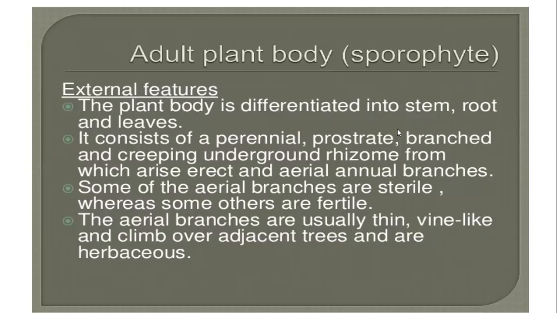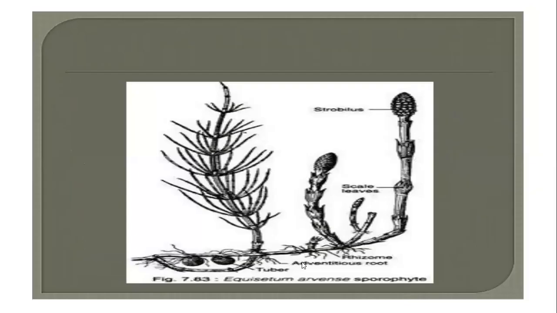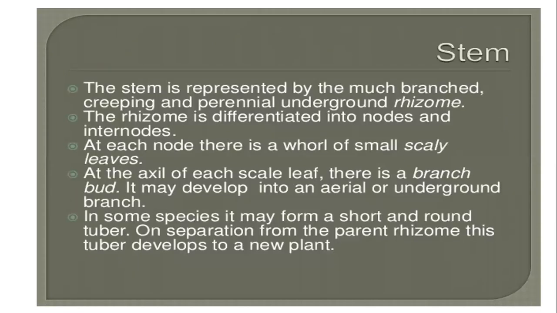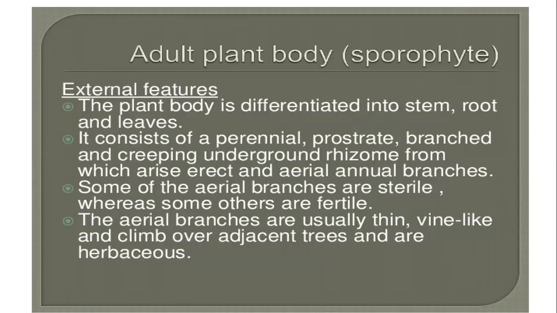Now we are moving on to the external morphology of the plant body, that is the sporophyte. The plant body is divided into stem, root, and leaves. It consists of a perennial, prostrate, branched, and creeping underground rhizome. If you see the picture here, this is the underground, prostrate, and creeping rhizome. Prostrate means it is attached to the soil. It will be creeping, present underground in the soil, and it will be branched also.